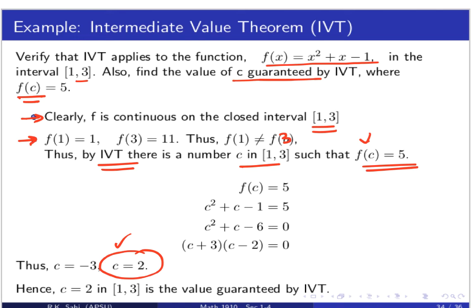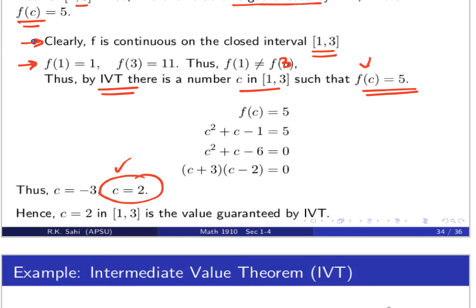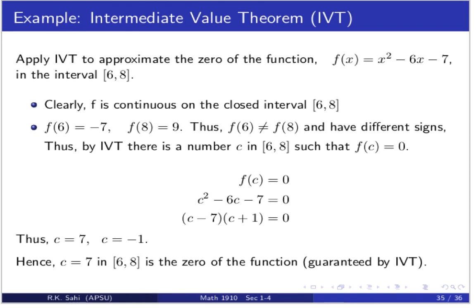Now let's go and apply the zeros, remember? Okay, this next question says, apply IVT to approximate the zero of the function f of x equals x squared minus 6x minus 7 in the interval 6 to 8. Clearly, this function is continuous on the closed interval 6 to 8. The value of the function at 6 is minus 7 and at 8 is 9. Not only are these values different, but they have different signs too. 6 is negative and 8 is positive.